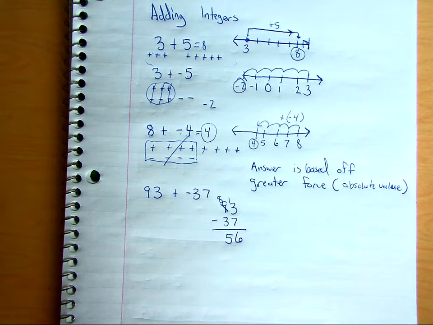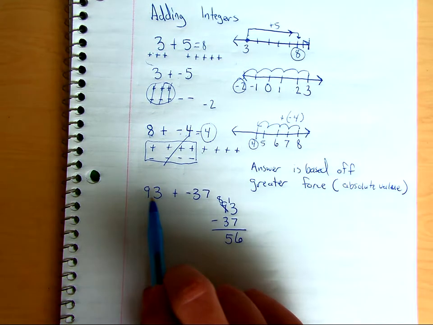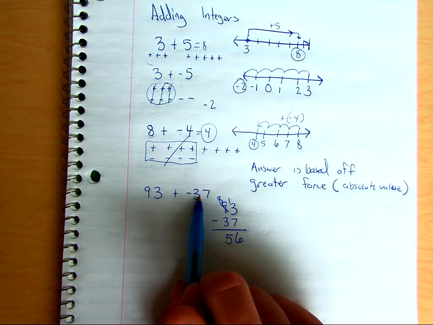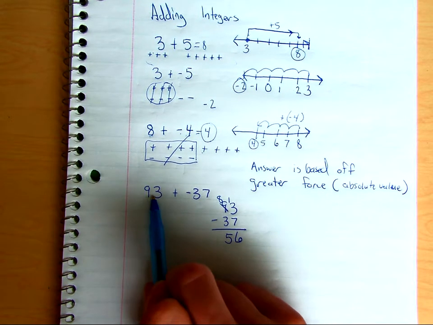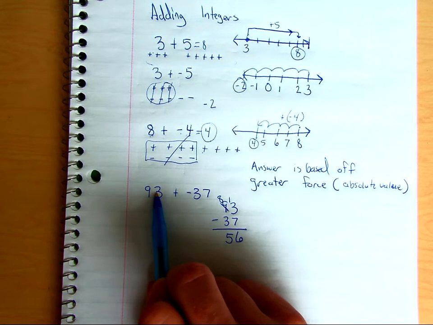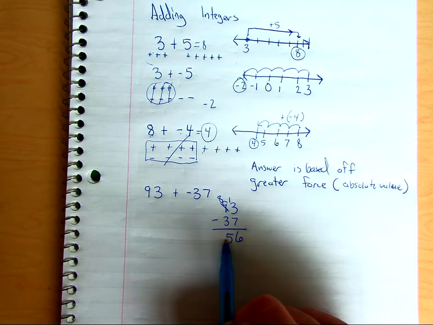So I get 56. Now I have good guys, bad guys. Light side of the force, dark side of the force. The light side of the force is greater here, therefore my answer is a positive 56.